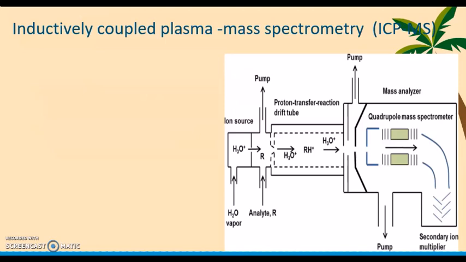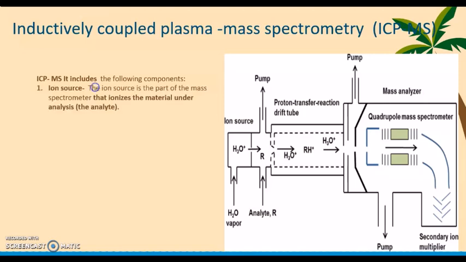This is the picture of an ICP-MS or inductively coupled plasma mass spectrometry, wherein the following components are essential. The first one, ion source. Ion source is the part of the mass spectrometer that ionizes the material under analysis. So kung titingnan natin ang ion source natin, ito. Yan. So this is the ion source. This will ionize the material to be analyzed.